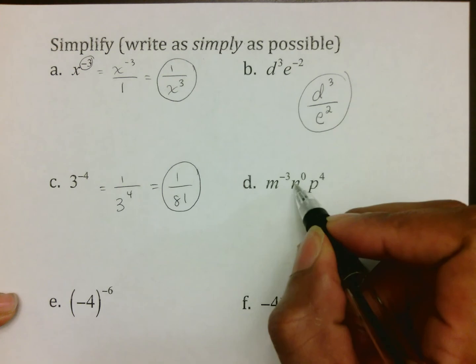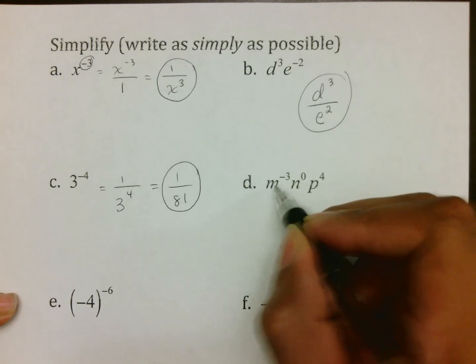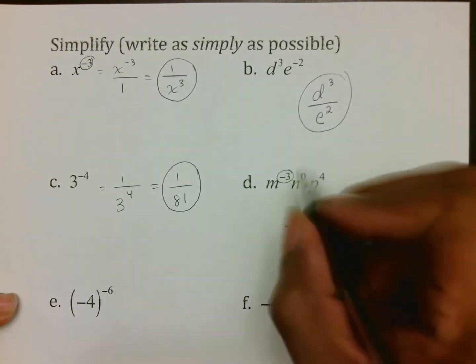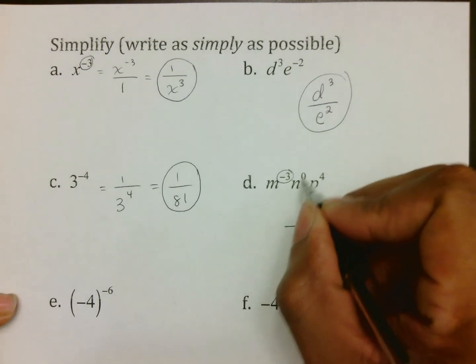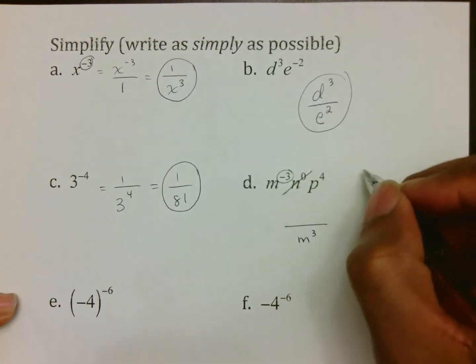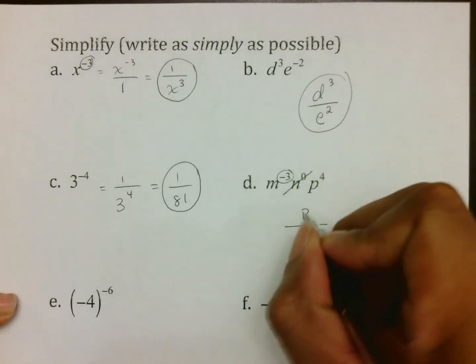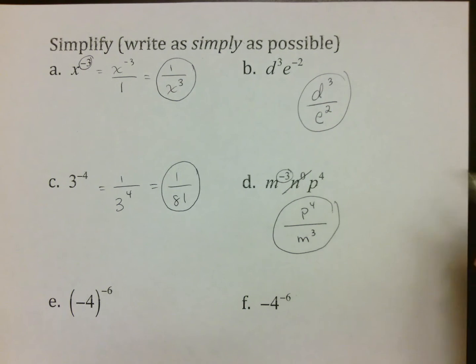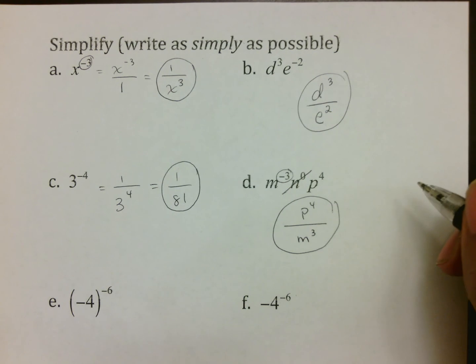Here, m to the negative third, n to the 0, p to the fourth. First off, m is not happy, so I know that m to the third is going to go on the bottom. Remember, n to the 0 means that there are no n's, which means I can just cross that out because it's not even there. P to the fourth is happy where it was, so I simply write it there. This would be the simplified version of what we just looked at.